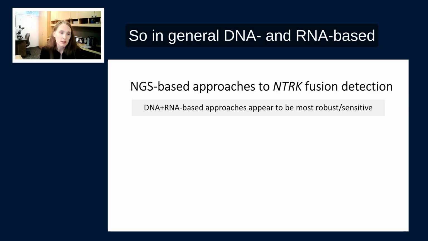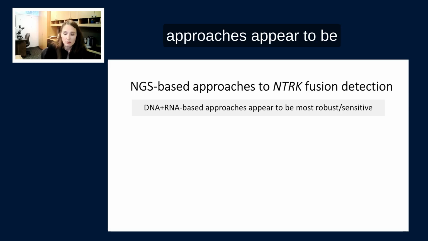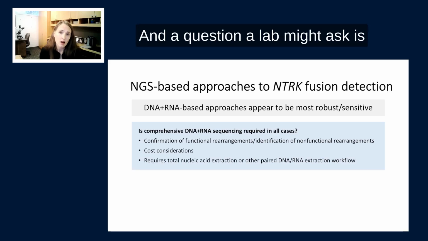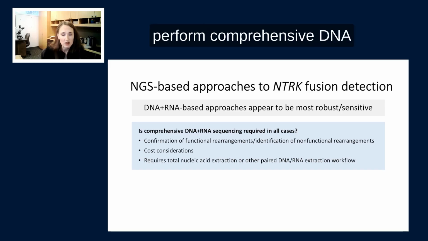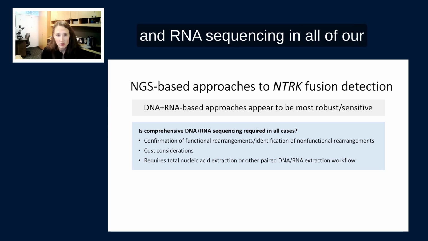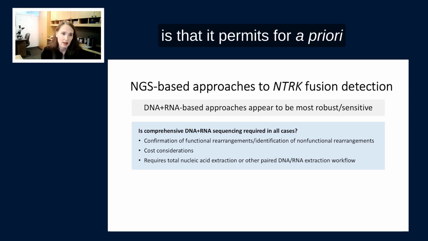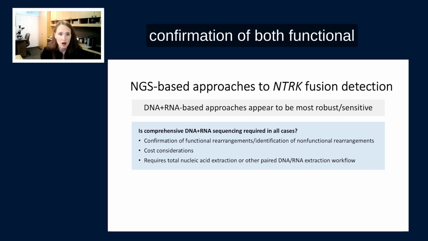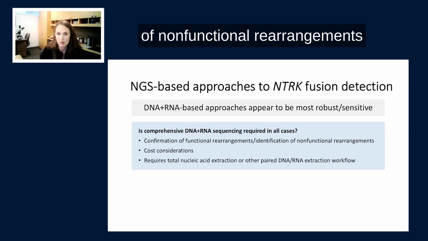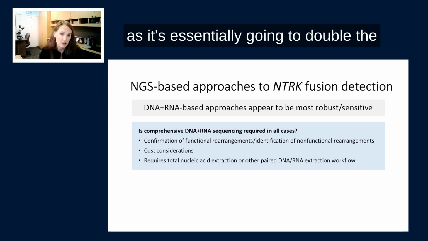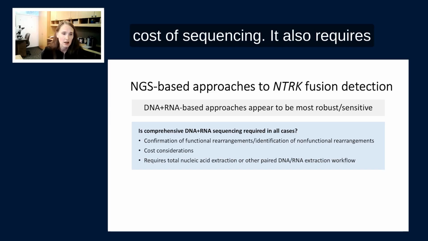So, in general, DNA and RNA-based approaches appear to be the most robust and sensitive for NTRK fusion detection. And a question a lab might ask is, do we need to perform comprehensive DNA and RNA sequencing in all of our non-small cell lung cancer cases? The benefit of this dual strategy is that it permits a priori confirmation of both functional rearrangements and identification of non-functional rearrangements that can be detected in the DNA. This is, however, a more costly strategy as it's essentially going to double the cost of sequencing.